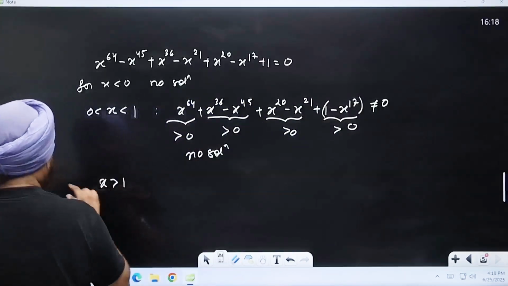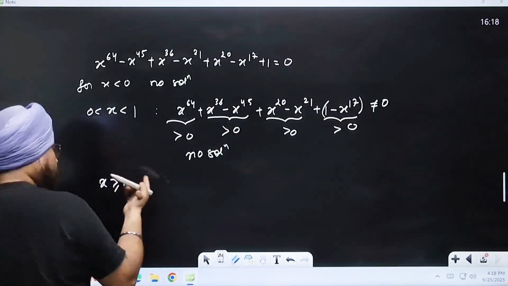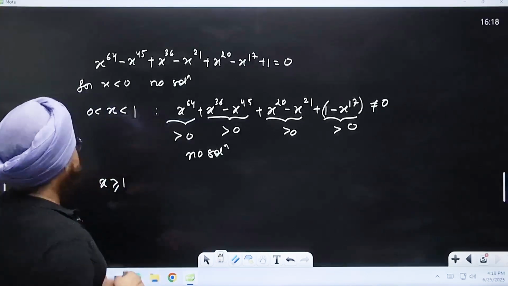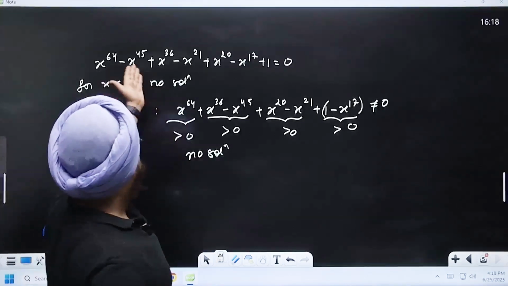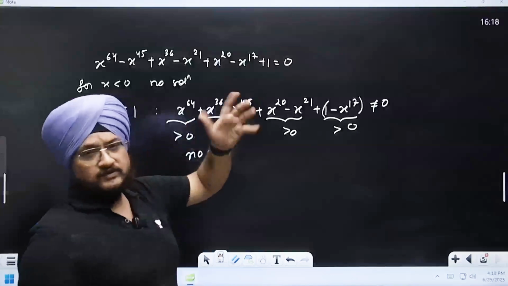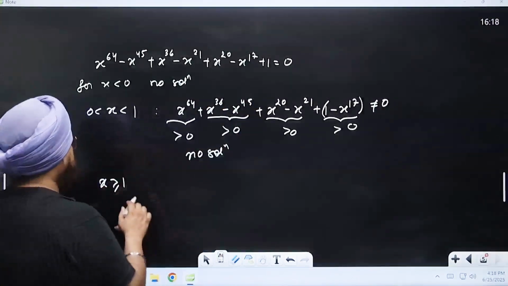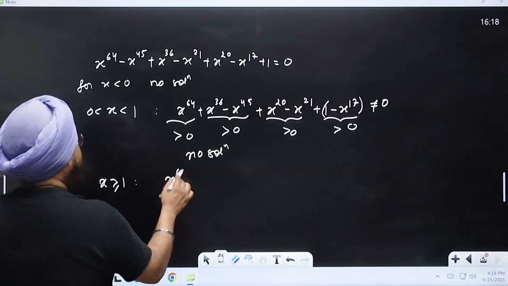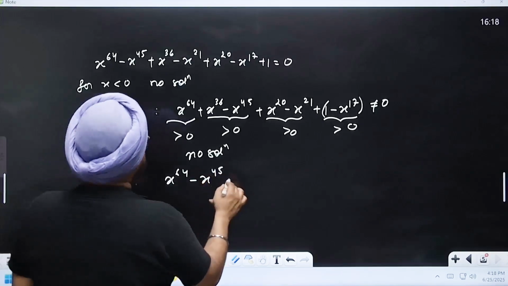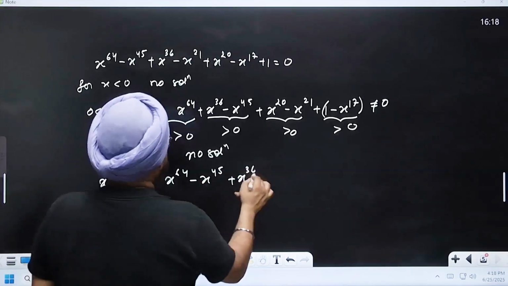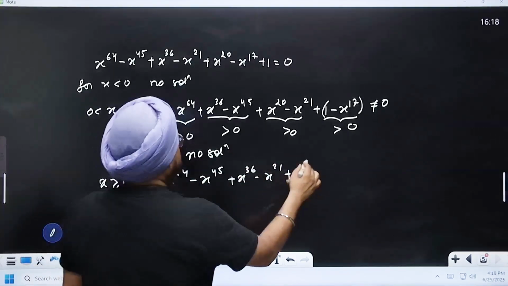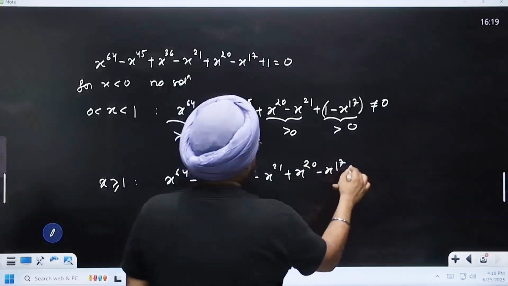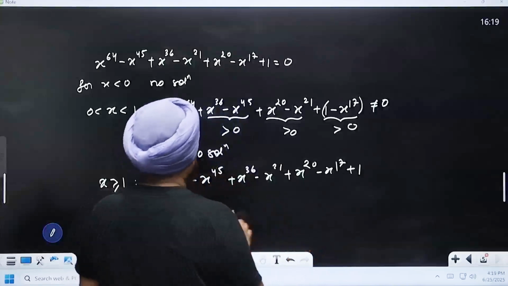If x is greater than 1, also we will check the value at x equal to 1. At x equal to 1, this is becoming 1 equal to 0. So x equal to 1 is not a root. For x equal to 1, the equation does not have any solution.